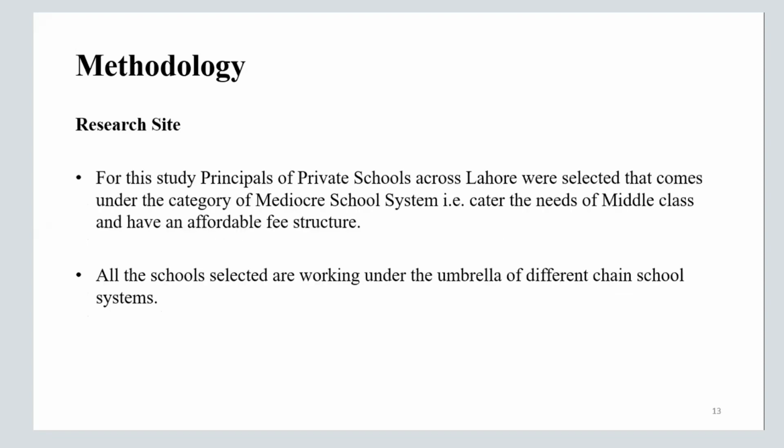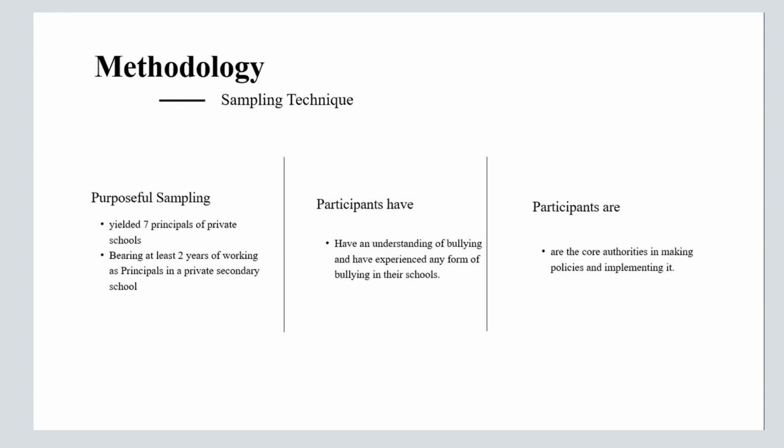Also, I conducted the research in the private secondary schools of Lahore that come under the category of mediocre school system and cater to the needs of the middle class and have an affordable fee structure. All the schools selected are working under the umbrella of different chain school systems. I used purposive sampling techniques that yielded 7 principals of different private secondary schools. All the participants have an understanding of bullying and have experienced some form of bullying in their schools. Also, the participants were the core authorities in making policies and implementing them in their schools.